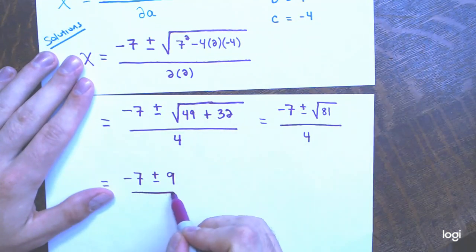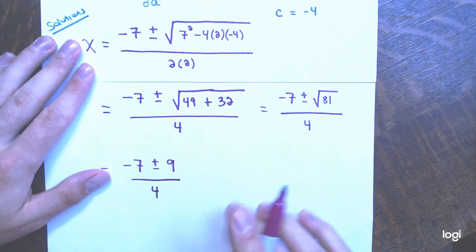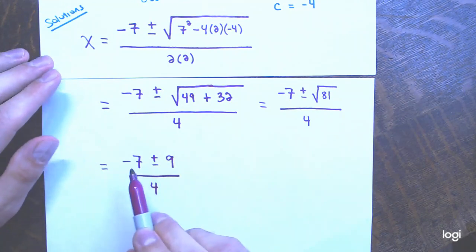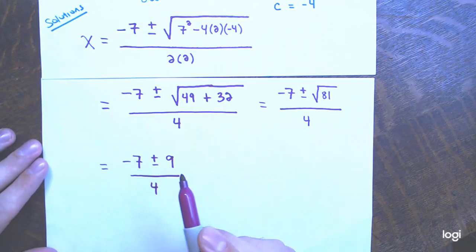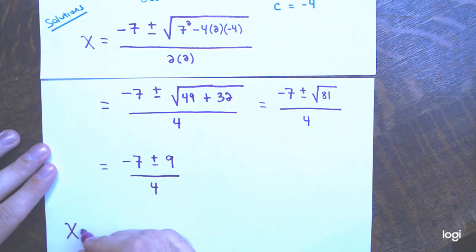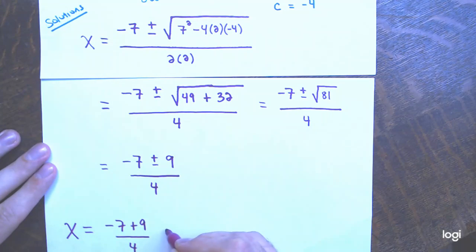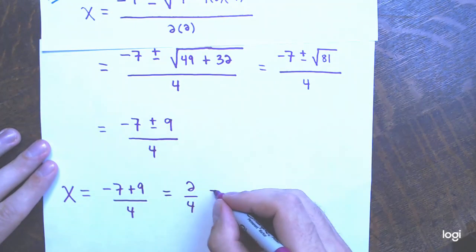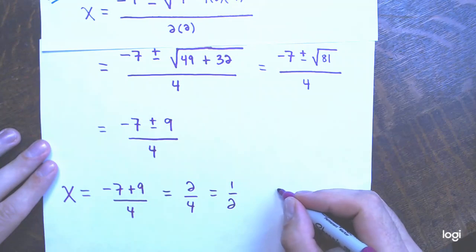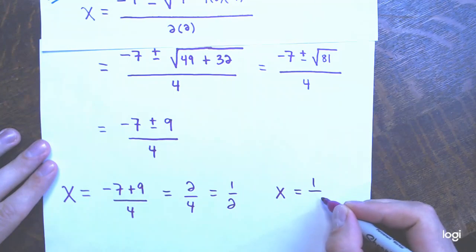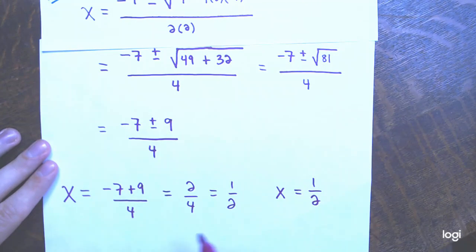And all this, divided by 4. And then here's where I like to split up, right? These are actually numbers I can figure out. There's no square roots anymore and whatnot. So my solutions, one of them is negative 7 plus 9 divided by 4. Well, negative 7 plus 9 is positive 2, divided by 4. And that reduces to a half. Right, so x equals 1/2 is a possible solution.